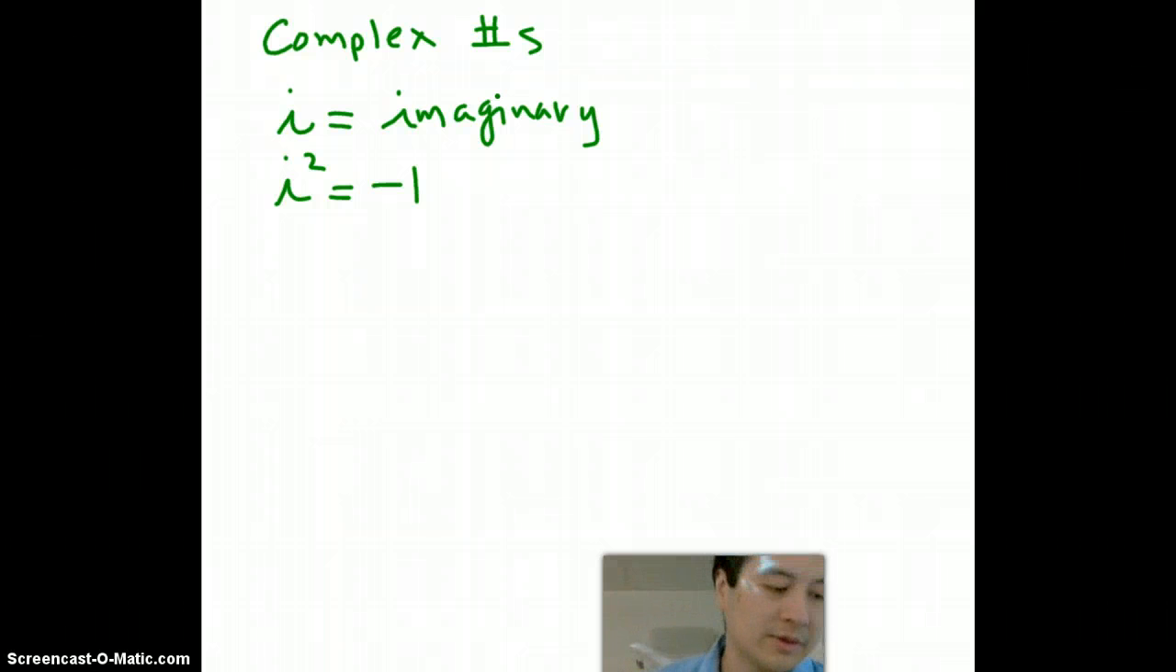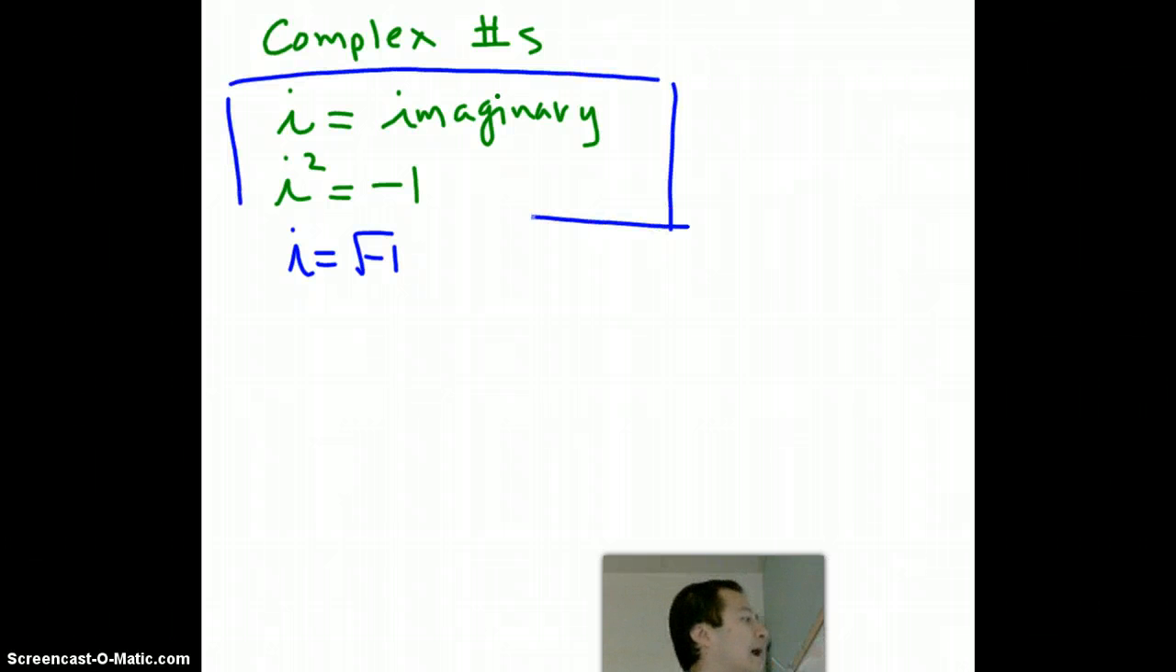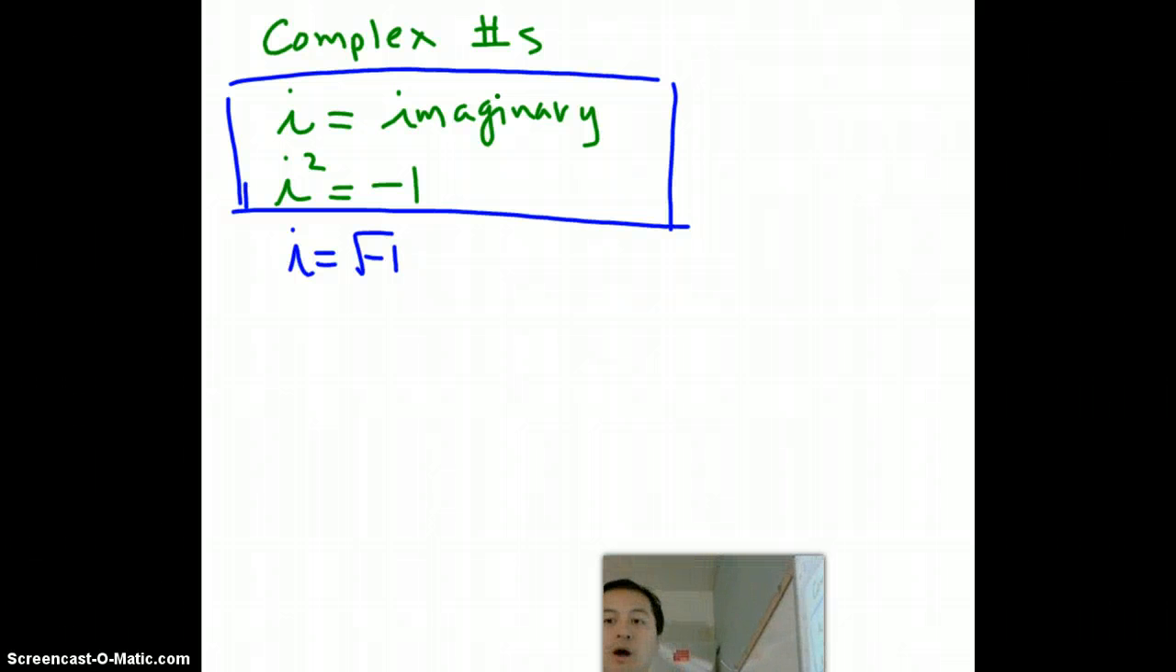Some books still tell you this: i equals the square root of -1. That's also the same thing, right? But I like to use the first 2: i is imaginary, i squared is -1. If you know those 2, you're set to go. Now before we actually do problems, let's talk about the big question underlying this: why do we even need imaginary numbers?